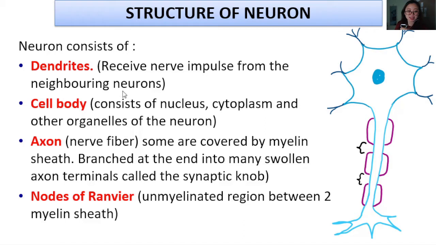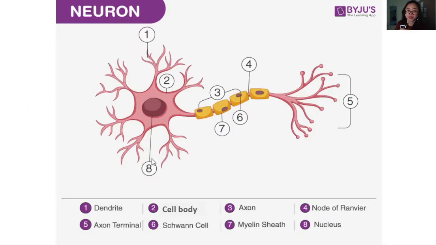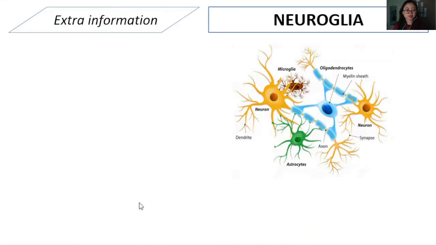So yes, that is the main points when you learn about the structures of neurons. You need to know the dendrites, cell body, axons, and the nodes of Ranvier. In here, we have a diagram taken from a book that shows you the structure of the neuron. And you can see here the dendrites, cell bodies, axons, nodes of Ranvier, axon terminals, Schwann cells, myelin sheaths, and the nucleus. We also have another extra information.